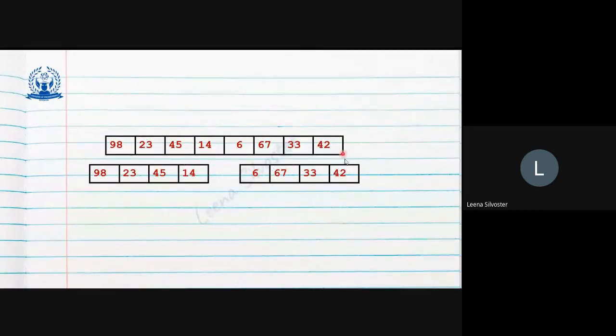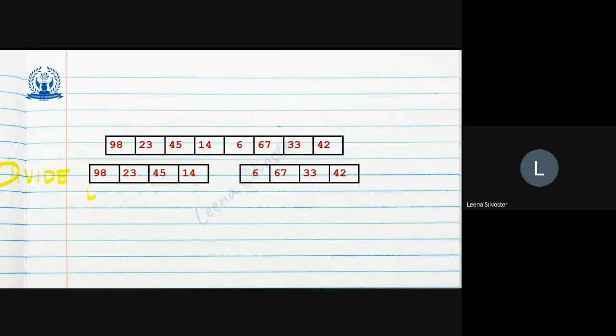So this is the set of numbers. We will divide this into two sets. Then we get two sets with four numbers. Actually, we have 8 numbers in the larger set. We have divided it into two. And in each set, we have 4 numbers. So this step is known as the divide step.